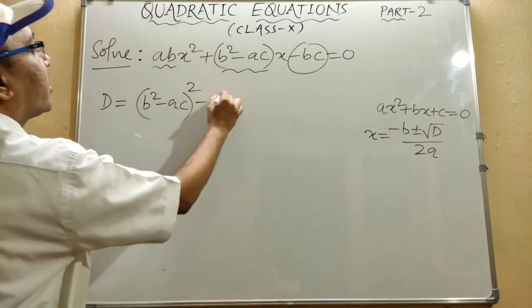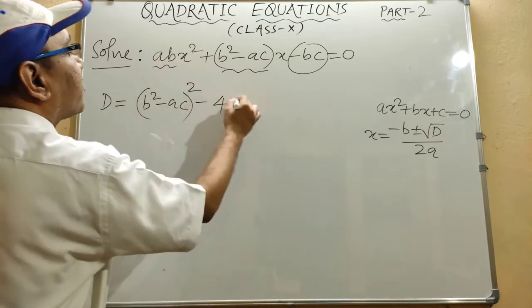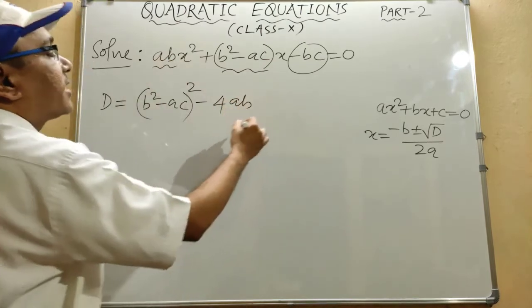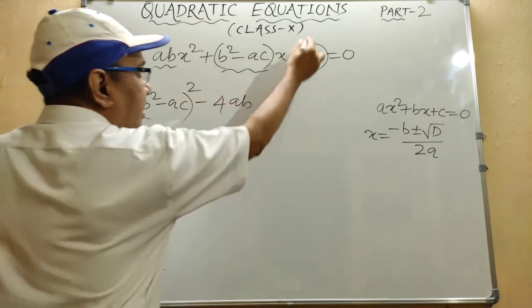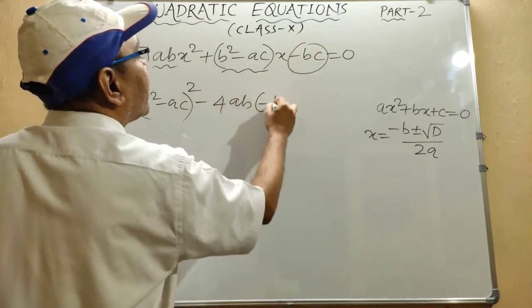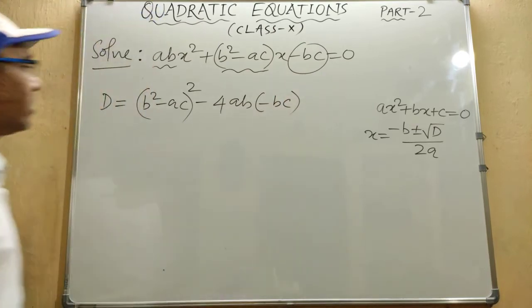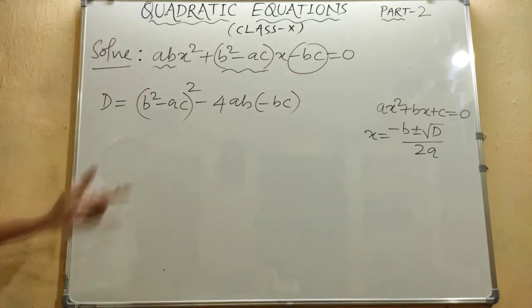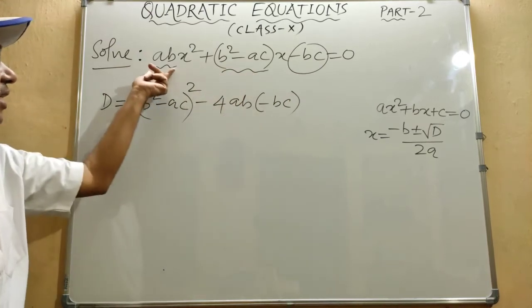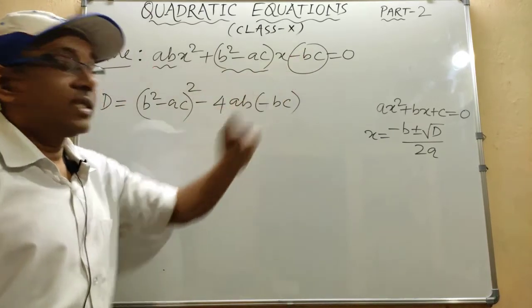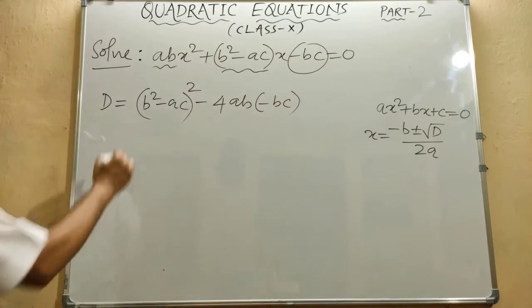b square minus 4ac, in place of a it is ab, and in place of c it is minus bc. So this will be your D. In this way directly write b square, this is in place of b, minus 4ac, in place of a it is ab, and in place of c it is minus bc.